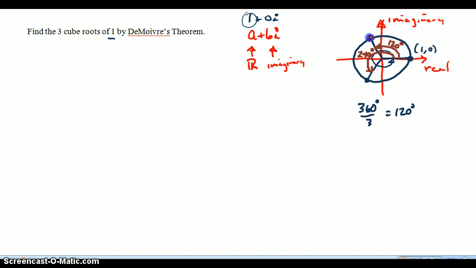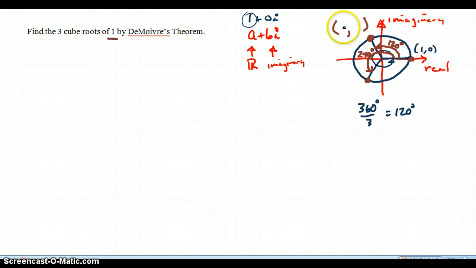This point, this point, and this point are the 3 cube roots of 1 by DeMoivre's theorem. Let's do it that way. We're on the unit circle of 1, and if you have a 120-degree rotation, that's got a 60-degree reference angle. The coordinates to this point up here: the x value is the cosine of 120 degrees, and the y is the sine of 120 degrees.